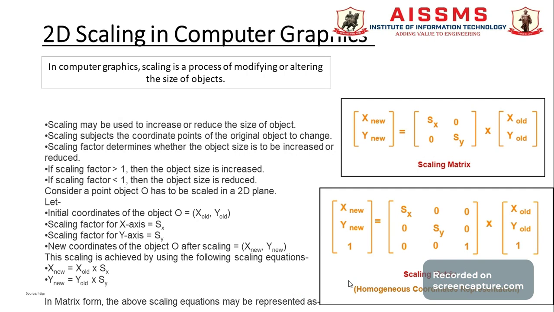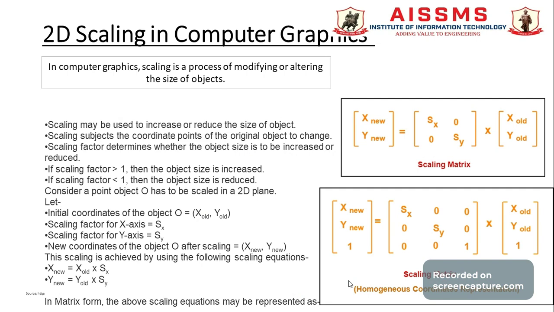Another point related to scaling is that in a 2D transformation, it requires the 2D scaling factor related to changing the size of a particular object for the transformation. This determines whether the object size is to be increased or reduced, that means the size of an object will be compressed or increased. So when you perform the transformation, it requires the scaling factor.